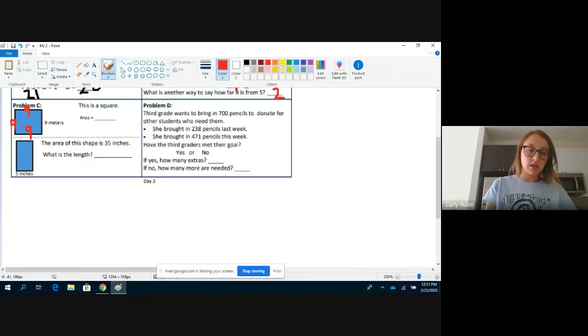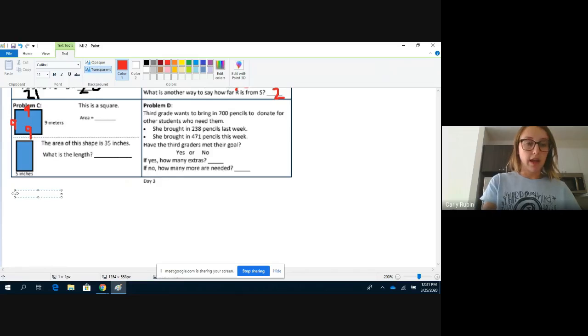So if I was going to solve the area for problem C, I want to write my area equation. We know that area equals length times width. So I can see my length is 9 and my width is 9. So my equation is going to be 9 times 9.